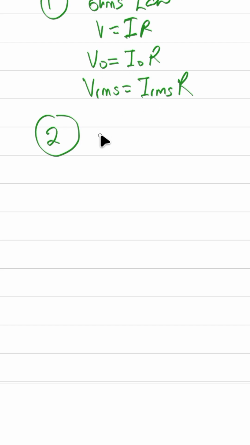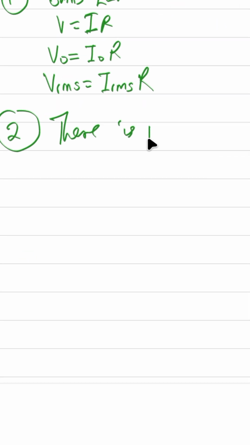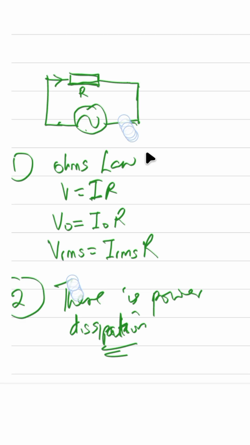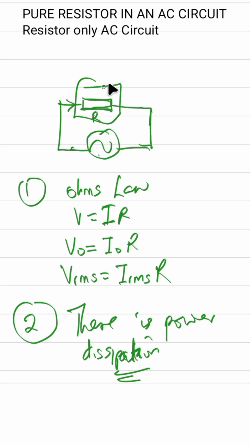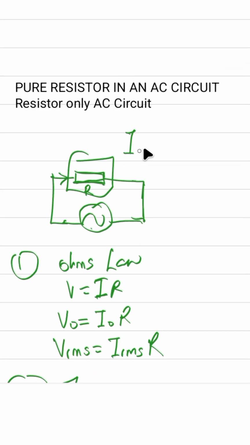The next thing to note is that there is power dissipation. That means after a while, this resistor here will get hot. Once it gets hot, power will be dissipated. That means you can have your power as I squared R. The I you're going to use in this formula is not I naught. It is the I RMS value you're going to use to find the power if you're looking for power.